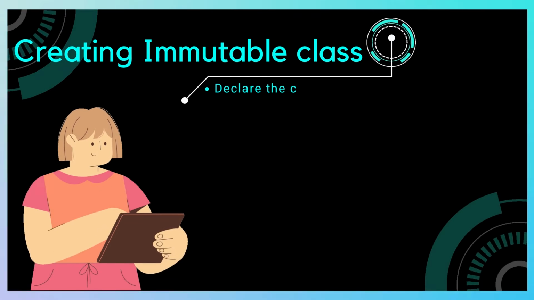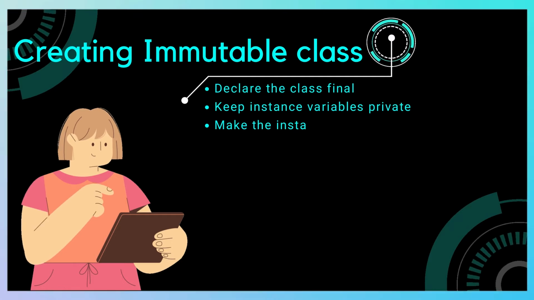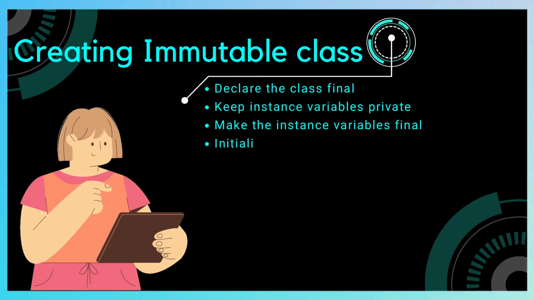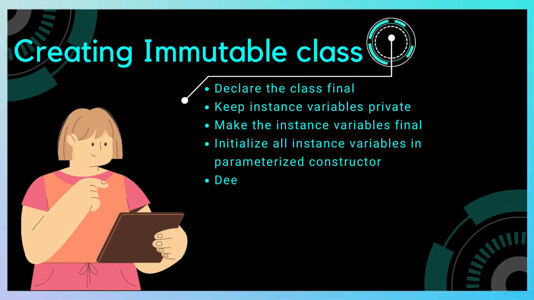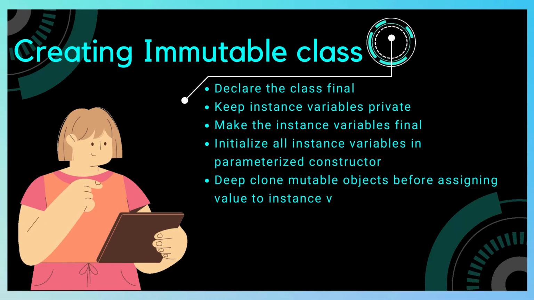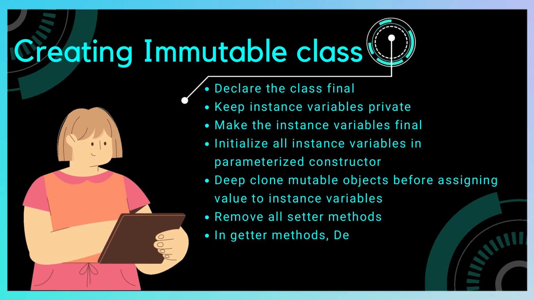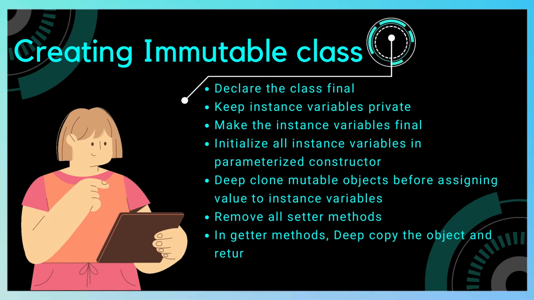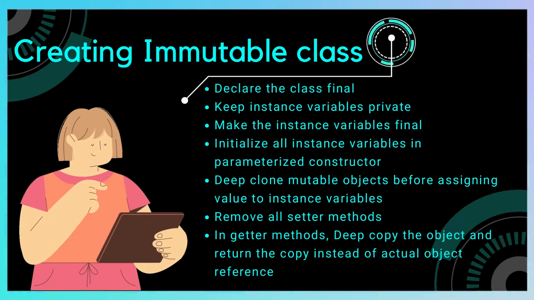Let's summarize steps to create the immutable class. Declare the class final. Keep instance variables private. Make the instance variables final. Initialize all instance variables in parameterized constructor. Deep clone mutable objects before assigning value to instance variables. Remove all setter methods. In getter methods, deep copy the object, and return the copy instead of an actual object reference.